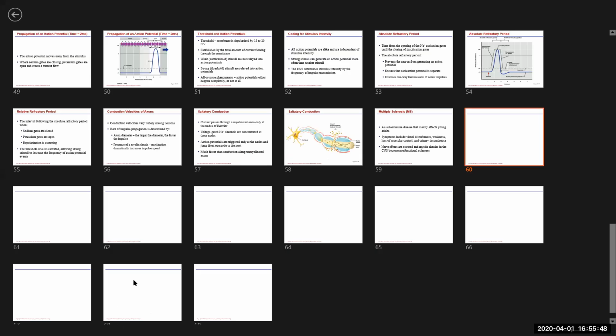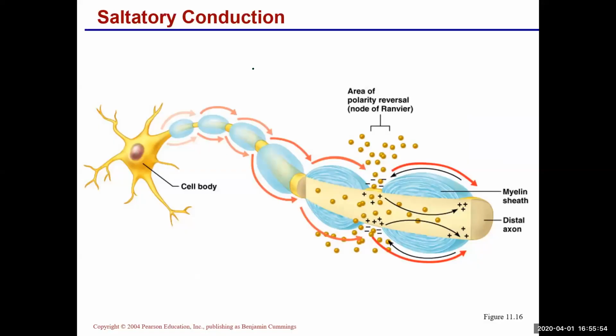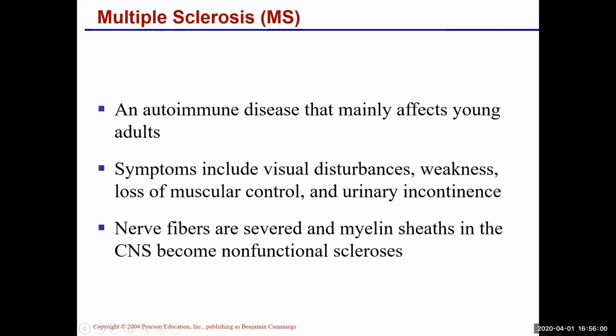The last thing I would like to cover before I finish up this particular lecture is, again, this illustration of the saltatory conduction that we discussed. But there is an autoimmune disease known as multiple sclerosis, or MS. This individual has an autoimmune disease. We don't know how and why.